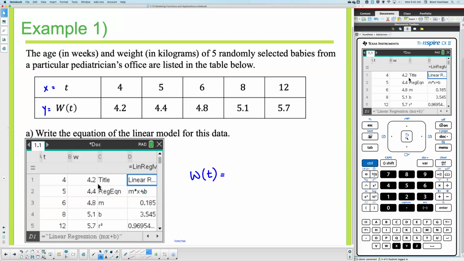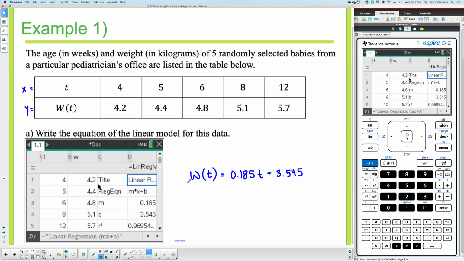It's on your calculator. You can see it. You put the M value, 0.8185, times the X value variable. What is our X variable in this problem? T. So you put a T plus the y-intercept, which is 3.545. So that's how you would write your equation. You use the same variables they gave you, and you would write your model like that.